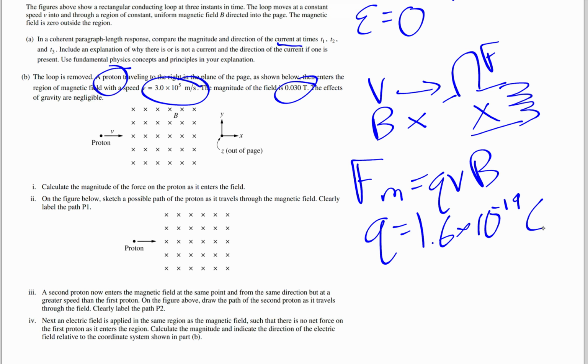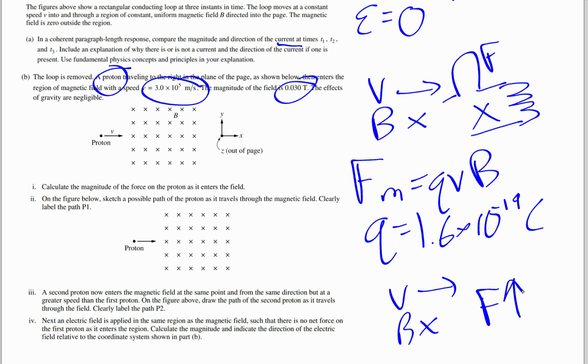All right, on the figure below, sketch a possible path of the proton as it travels through the magnetic field. Clearly label a path P1. So for this one, we're going to do the right-hand rule. The proton's traveling to the right. The B is going into the page, so the F is going to be up. That's the force on a positive charge. This is a proton, that means it's positive.